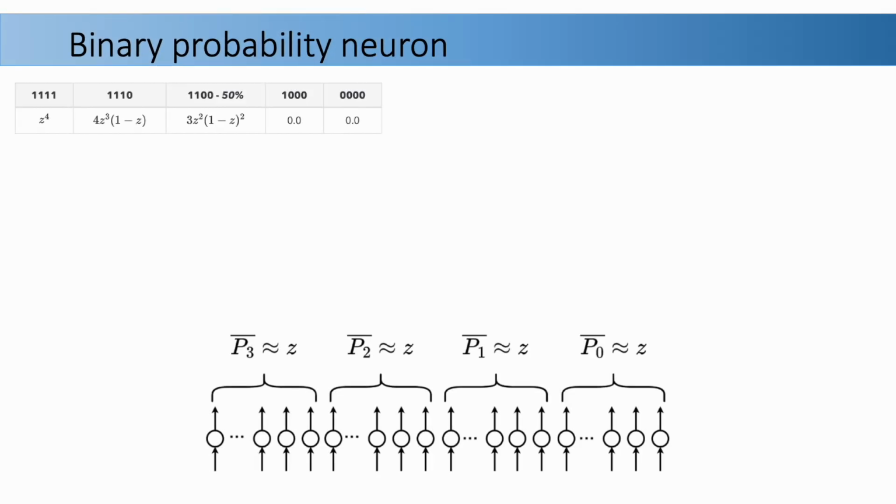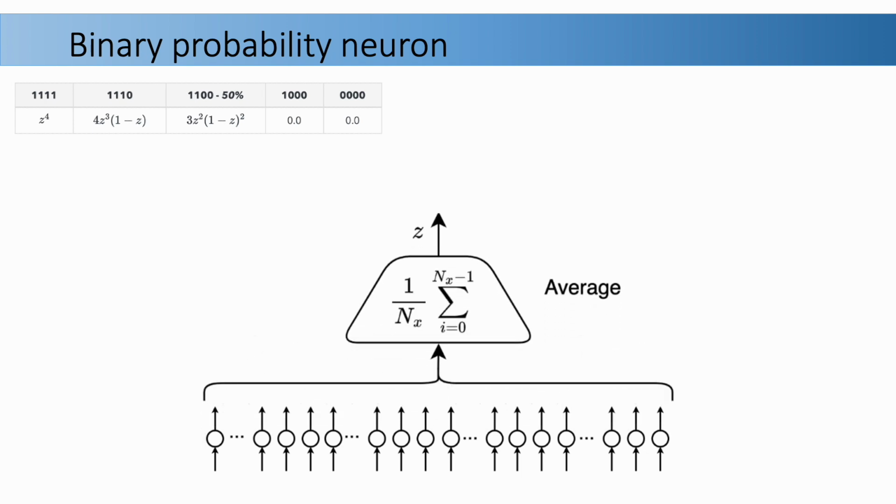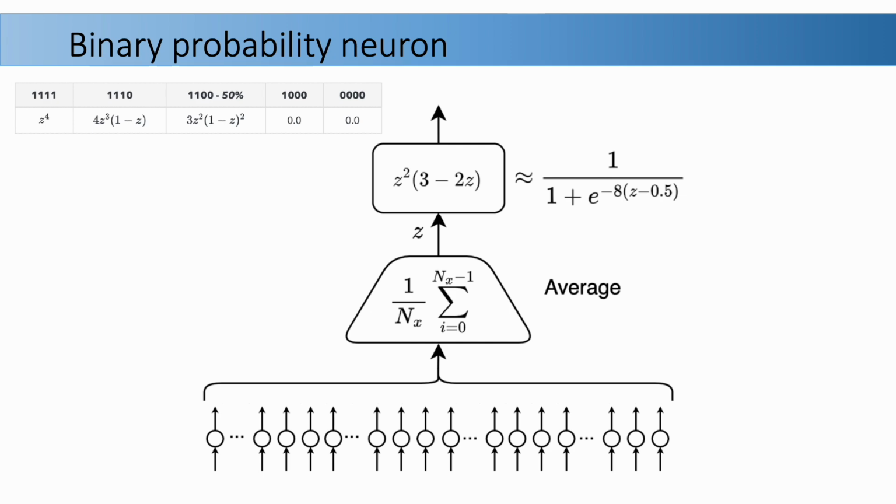Therefore, the neuron will output a 1 with the following probability. Using the output probability of each neuron, we create four groups and approximate the output of each group to Z, where Z is the average output probability of all neurons. Consequently, the probability of 1 for each case is shown in the table. The final result is Z squared times the expression 3 minus 2Z, and this equation resembles the logistic function.